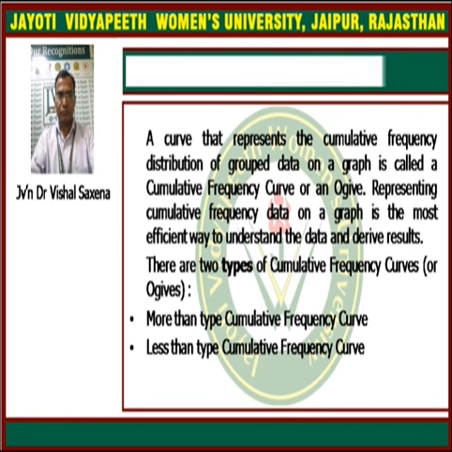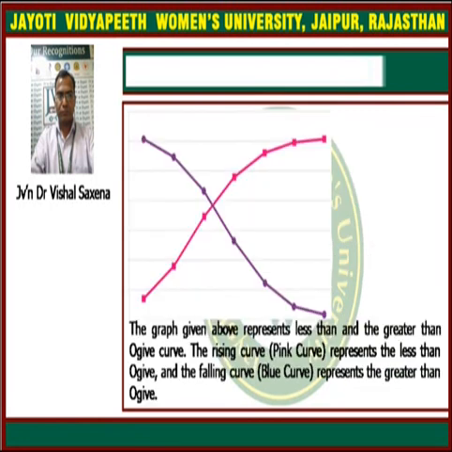So one is the more than type cumulative frequency curve, and the second is the less than type cumulative frequency curve. So these are the two cumulative frequency curves, and this figure shows the cumulative frequency curve, defined for the less than and more than type of curves. So here we have two types of curves, one for the more than and one for the less than curve.